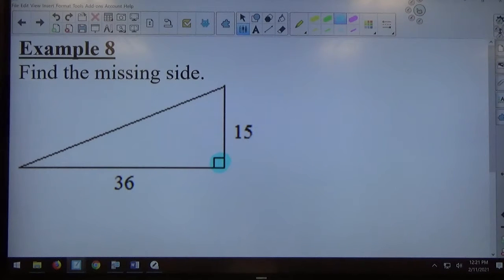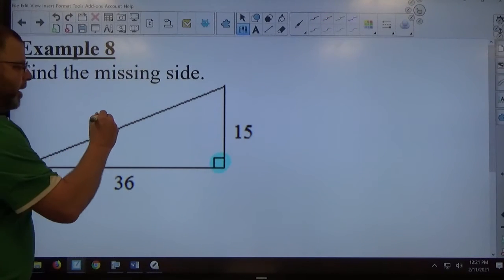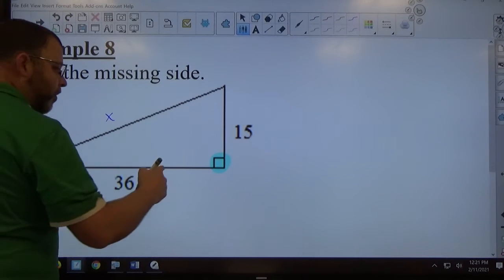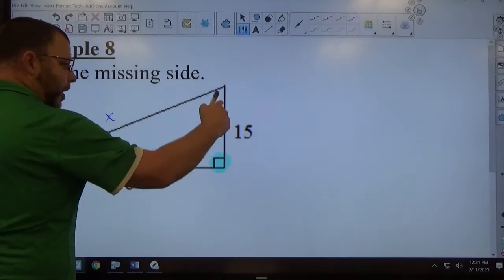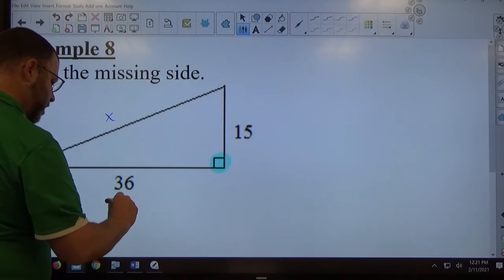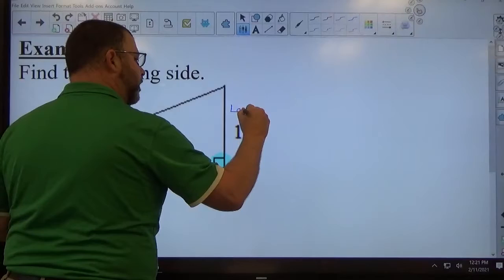That's what's happening here. So in this case, since we do have a right angle, the missing side here we're called x. What you need to do is diagnose when you look at the right angle. There are two sides that are legs and one side that's a hypotenuse. It's important that you identify what each thing is. So the two sides that create the right angle are called legs. So 36 is a leg and 15 is a leg.